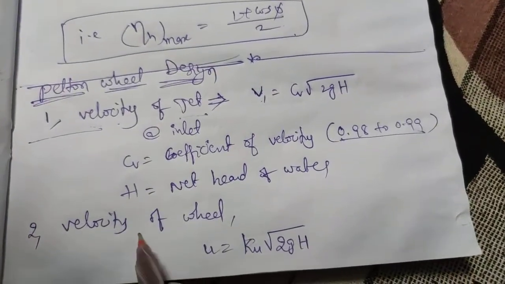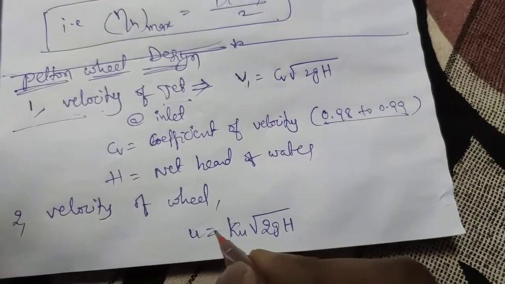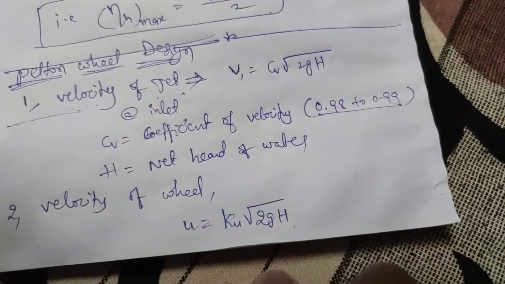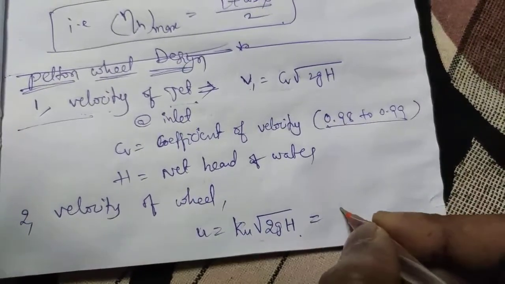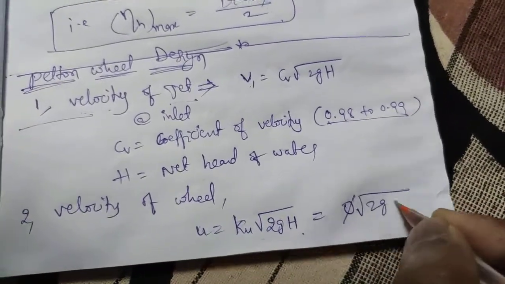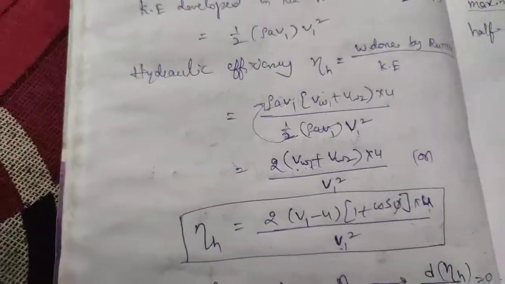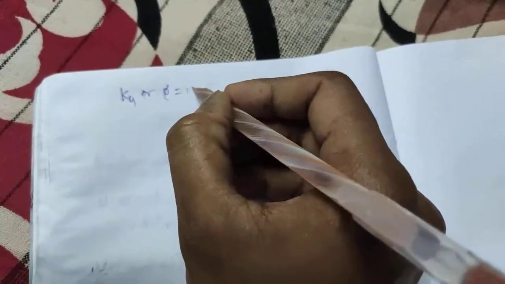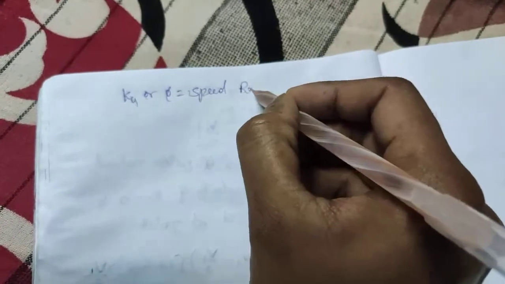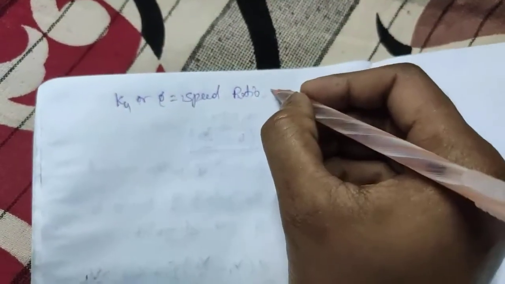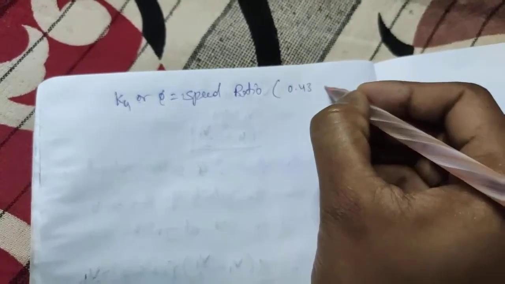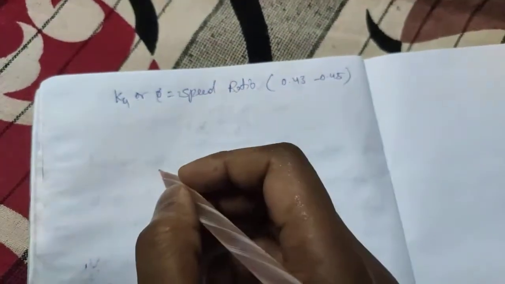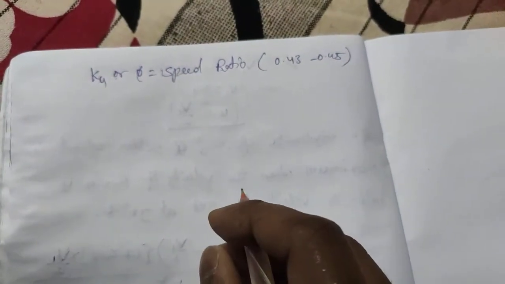And the second parameter, velocity of wheel, U equals KU root 2gH, or in some other textbooks its value is phi root 2gH, where KU or phi equals speed ratio. Its value is about 0.43 to 0.45, and as usual H equals net head.